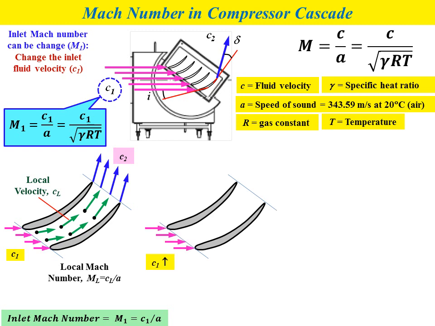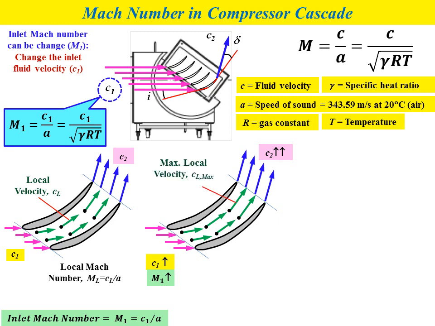If we increase the value of C1, which refers to the inlet flow velocity, the inlet Mach number M1 also increases. Due to the increase of C1, the local velocity for each point between the two cascade blades also increases, and one of the points of fluid will have the maximum value of velocity. That velocity we refer to as maximum local velocity, CL max. The Mach number at that specific point or position we call maximum local Mach number, ML max, which is equal to CL max divided by A.